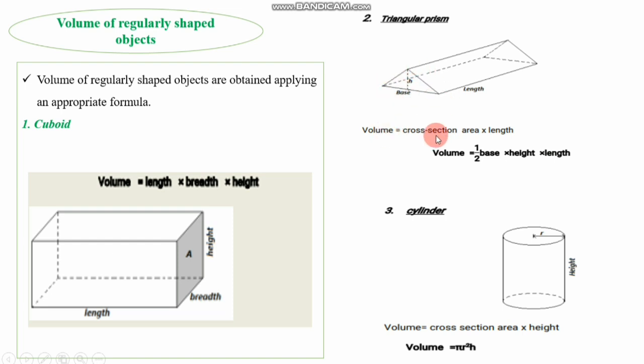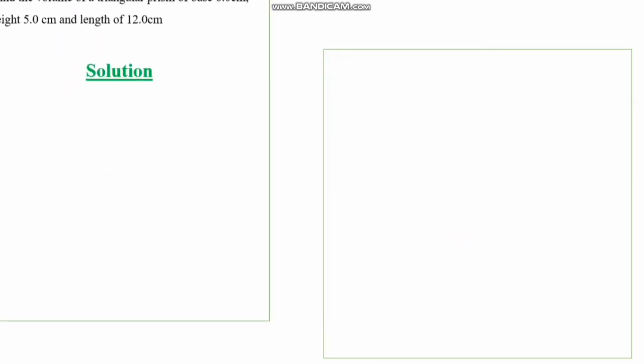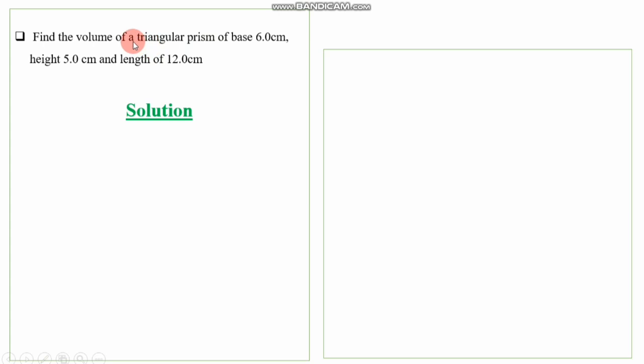So the volume is calculated by cross-sectional area times length, and the cross-sectional area is a half base times height, because the cross-sectional area is the triangle. So if we go to our question, we get that the prism has a base of 6 centimeters. This is the base of that triangular part, and the height is the height of the triangular part, and this is the length of the prism.